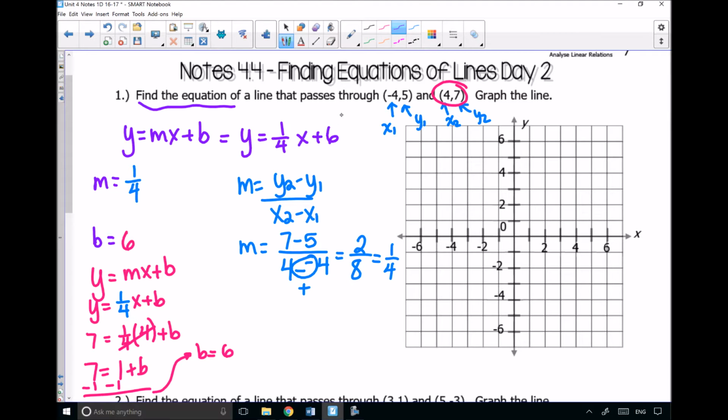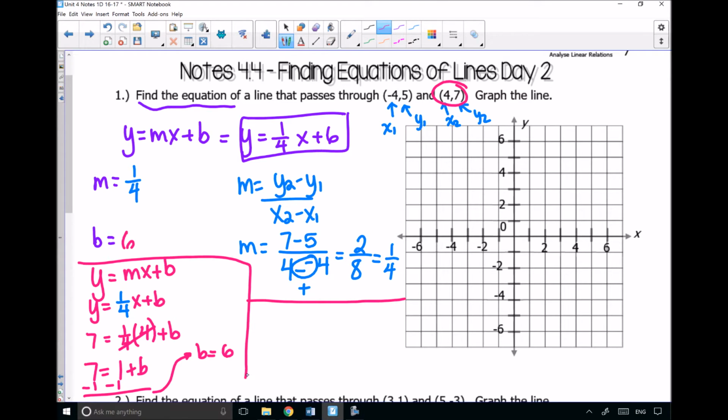y equals 1/4 x plus 6. Okay, now one thing I just want to clarify really quickly is the fact that it doesn't matter which point you plug in, you will still get the answer of 6 for b. So let's say I were to plug in the other point instead. So I would say y equals, still my slope is 1/4, so y equals 1/4 x plus b, and every time I see an x here, if I'm going to use this coordinate, I'm going to plug in -4, and every time I see a y, I'm going to plug in 5.